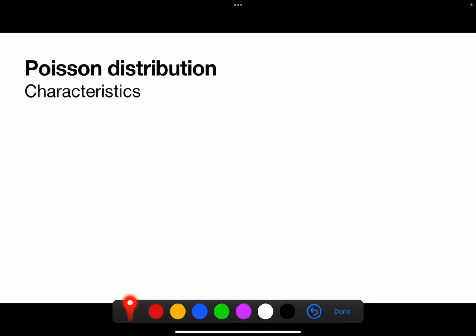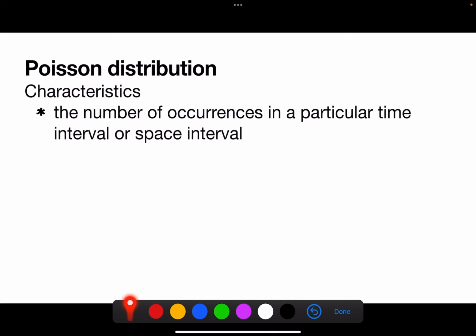Poisson distribution has a few characteristics, a bit different from binomial. The number of occurrences in a particular time interval or space interval. Don't think too far. It is not outer space. It's just space interval. Interval of time means in a period of time, in a month, in a week, in 3 years. Or if I say space intervals, it means, let's say, a page, a sheet of metal. That's what it means, space interval.